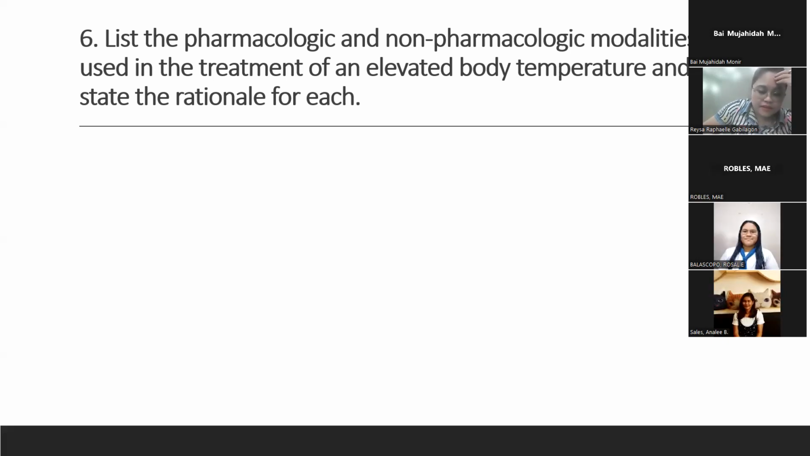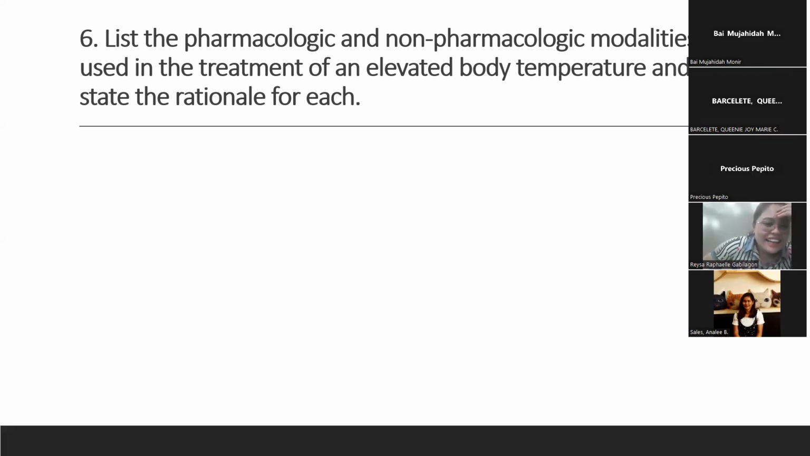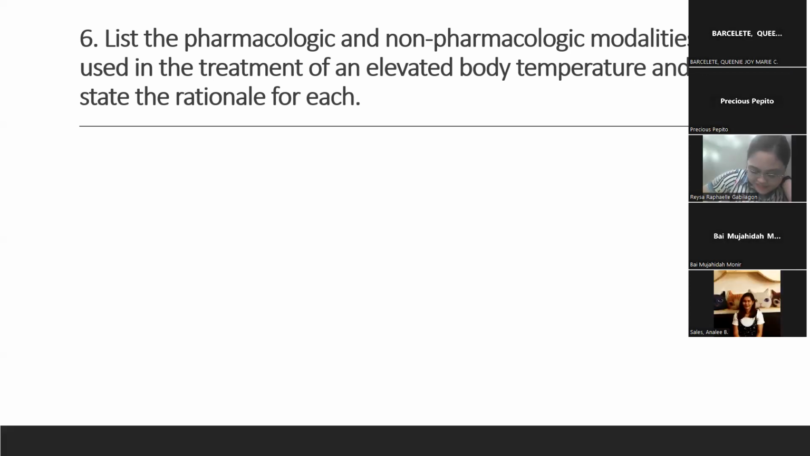Ma'am, a cool environment po. Okay, keeping the room temperature, pag mataas masyado. Pero kay gitugnaw man ka kung gilagnat ka. So environment. Yes, Queenie. For pharmacologic, ma'am, possible mag-take ka ng antipyretic drugs po. Sa example sa antipyretic, yung ibuprofen, ma'am, ganyan po. Okay. Ibuprofen lang? What are the other pharmacologic modalities natin aside from ibuprofen?